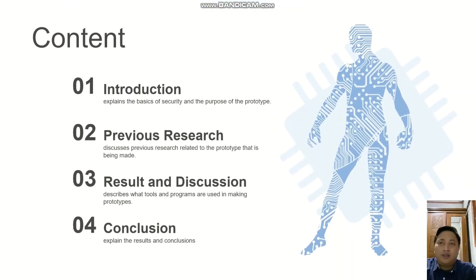Content. The first is introduction. Explain the basic security and the purpose of the prototype. Two, previous research. Discuss previous research related to the prototype being made. Three, result and discussion. Describe what tools and programs are used in making the prototype. And four, explain the result and conclusion.